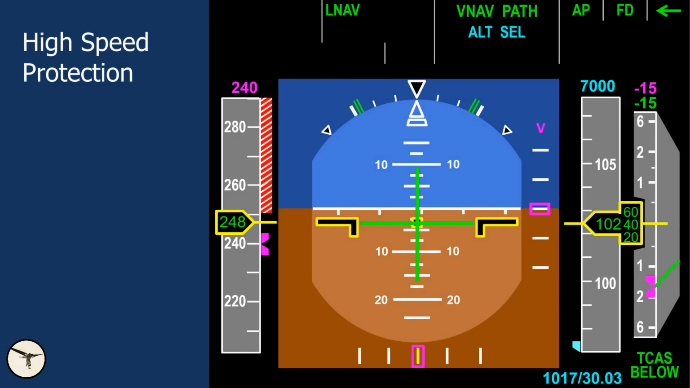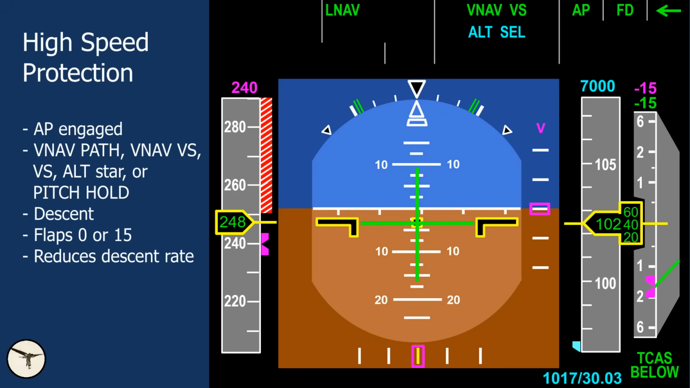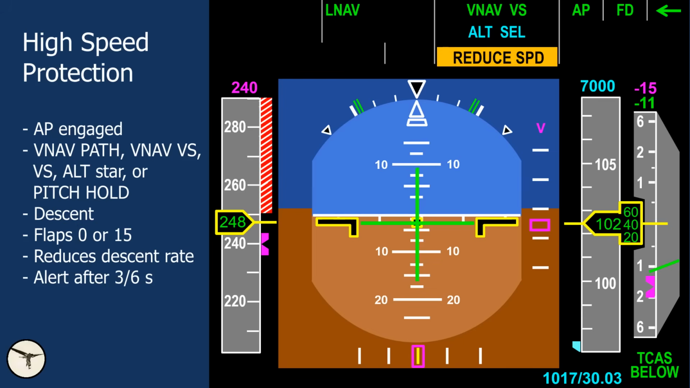The purpose of the high-speed protection is to prevent the aircraft from exceeding the maximum operating speed. It is available when the autopilot is engaged, and VNAV PTH, VNAV VS, VS, ALT*, or pitch hold modes are engaged in descent with flaps retracted or flaps 15. When the airspeed is approaching maximum operating speed, the autoflight system takes over and reduces the descent rate, possibly down to 0. When the high-speed protection has been active for more than 3 or 6 seconds, depending on flaps configuration, a 3-click audio alert is triggered together with a reduced speed label on the FMA.